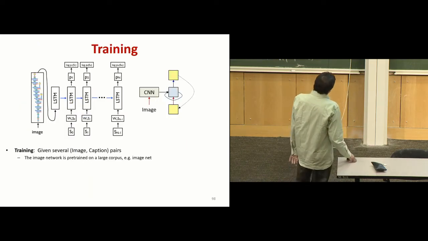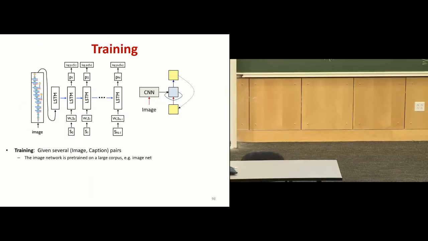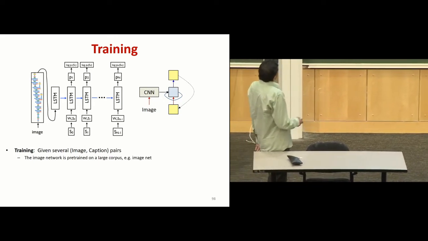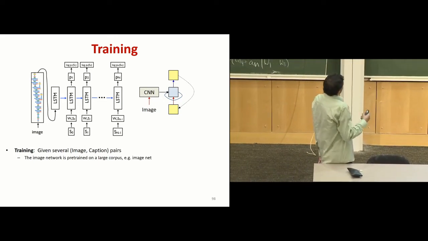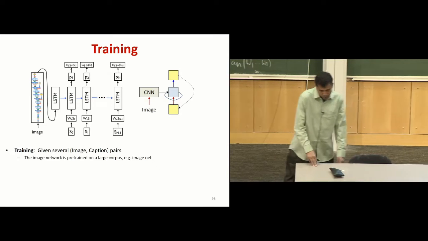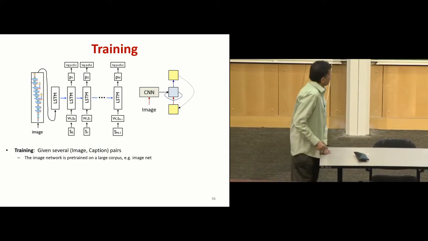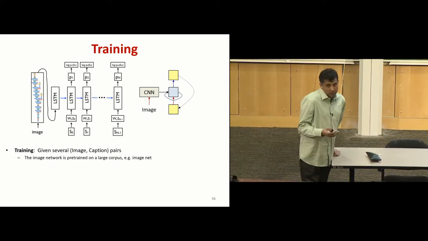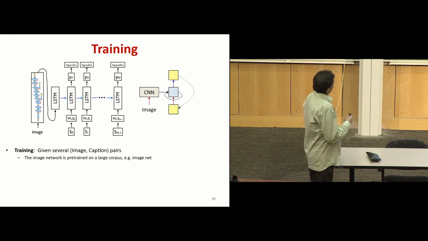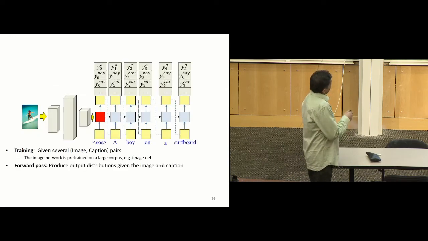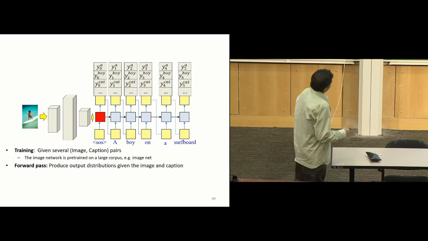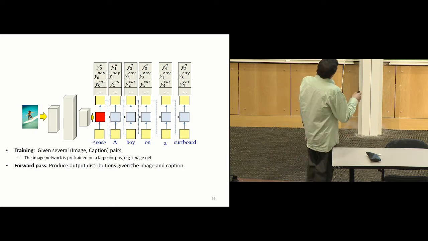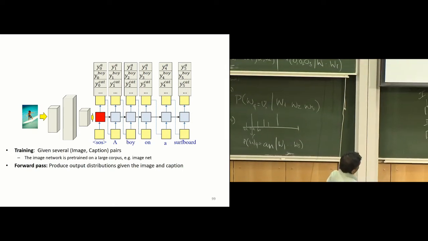So to train this model, you'd be given several image-caption pairs. The image network, in the implementation reported, is pre-trained on a large corpus of images like ImageNet. So thereafter, you don't modify it anymore. And then in the forward pass, you use this hidden representation to produce distributions at each time, given the image and the caption.